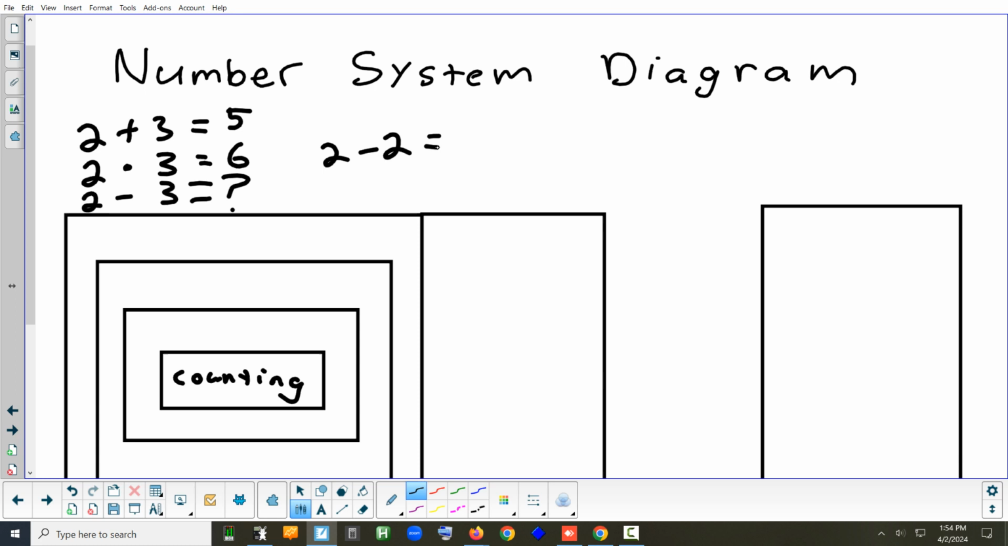We can't even do 2 minus 2. 2 minus 2 is not a counting number. So if somebody didn't know the number 0, they would say, well, 2 minus 2, I'm not sure. I don't know what number that would be, because they don't know 0. So to fix that, we invent what we call whole numbers. The only difference between whole numbers and counting numbers is now you have the number 0.